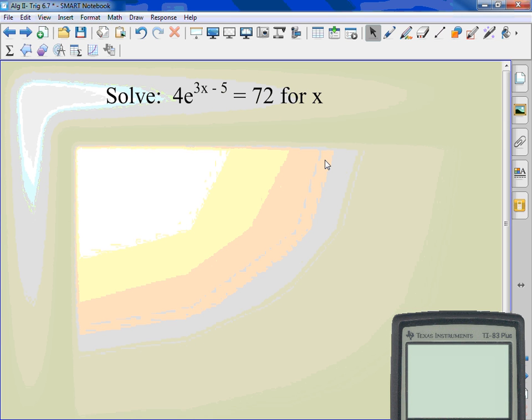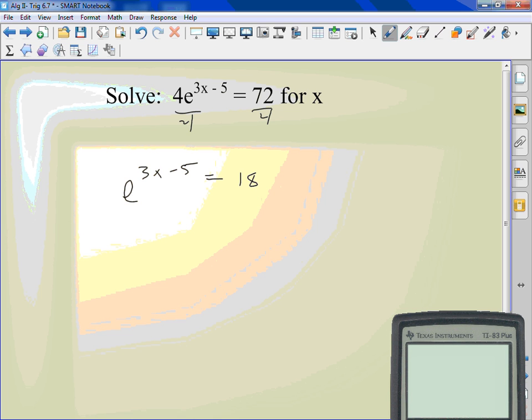I have 4 times e to the 3x minus 5 equals 72. What should be my first step? Divide by 4. You don't want anything in front of the e, the ln, the log, whatever. Divide by 4. So I have e to the 3x minus 5 equals 18.